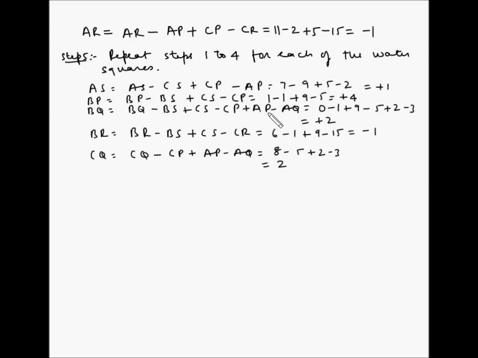So here we have found out the net cost change for all the water squares. So for AR, it is minus 1. For AS, it is plus 1. For BP, it is plus 4. For BQ, it is plus 2. For BR, it is minus 1. And for CQ, it is plus 2. So once we have completed step number 5, let's move to step number 6.